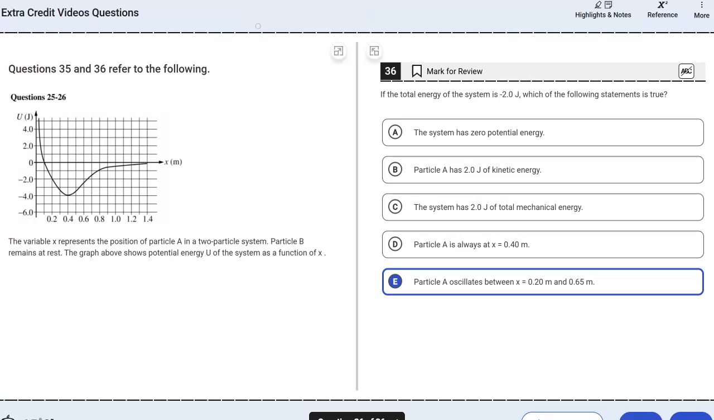It's part 2 to this graph. There was the previous problem. Use this graph, and it's the graph of potential energy of a total system with respect to displacement. And it's saying if the total energy of the system is -2 joules, which of the following statements is true?